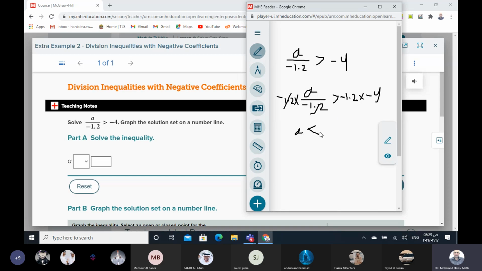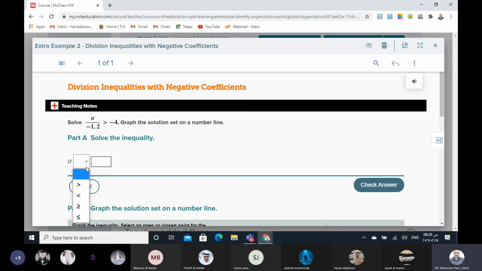Minus times minus is positive. Now 4 times 1.2 will be 4.8. This is the inequality: a less than 4.8.